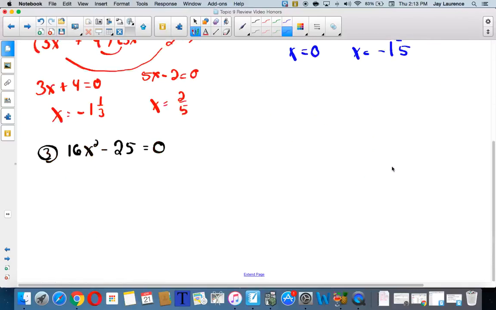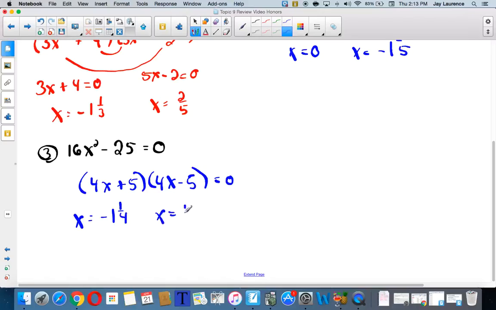Okay, third one, please feel free to try it on your own. Pause the video. All right, looks like I have the difference of perfect squares, so this is going to factor as 4x plus 5 and 4x minus 5 equals 0, and so I'll have to solve each of those. And when I do, I'll get x equals -1 1/4, and I'll also get x equals +1 1/4. I'll get 2 solutions there.